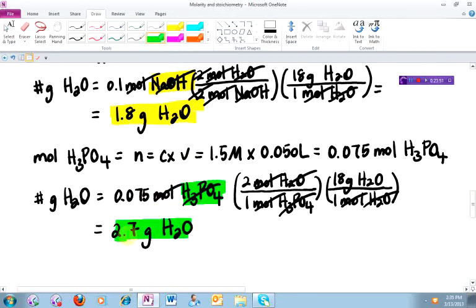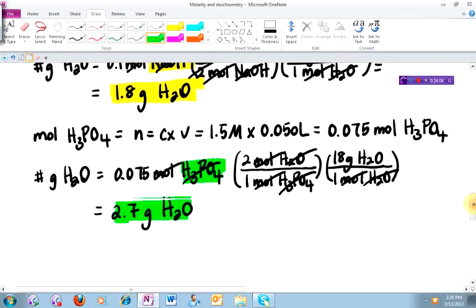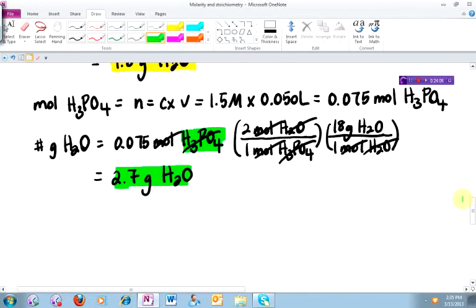Okay. So with the phosphoric acid, we produced 2.7 grams of water. 1.8 is less than 2.7. This produces less, so this is our limiting reactant. So our limiting reactant is sodium hydroxide. It doesn't ask that in the question, but it does ask us how much water is produced. So our answer would be 1.8 grams H2O produced.